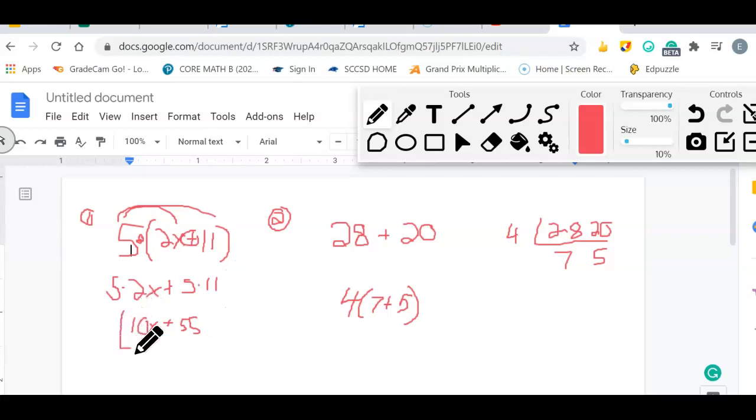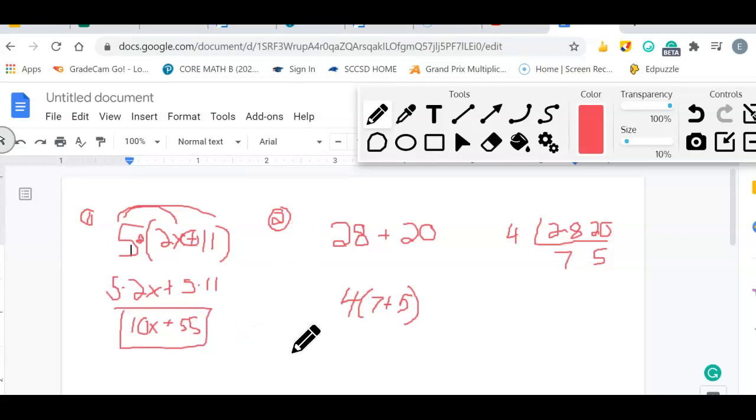This is your final answer. This is simplified as far as you can go. The 10x does not look like the 55. So we stop here. We cannot combine them. The answer is not 65x. And that is because this 10x is multiplication.